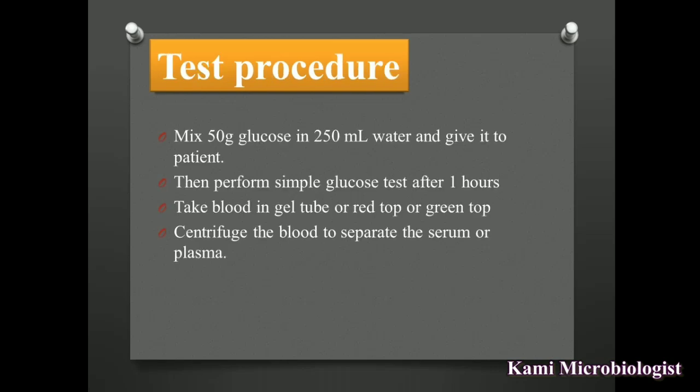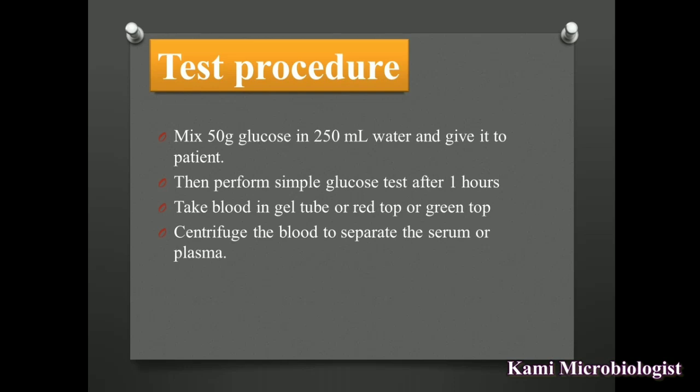Now suppose you see the glucose level is normal, so it means the female does not have gestational diabetes. If the glucose level is abnormal, meaning it is high, it means the patient has gestational diabetes. Remember, this is the normal range, the glucose normal range.